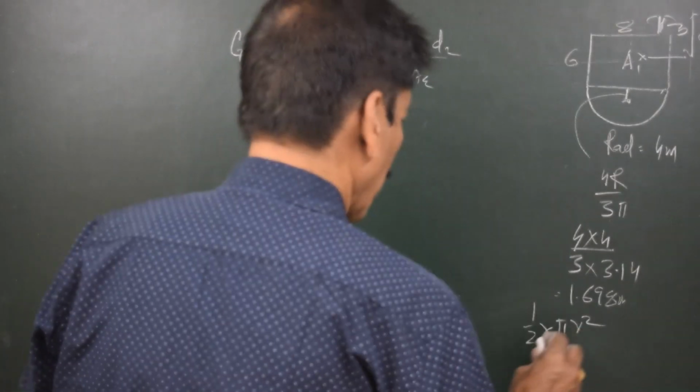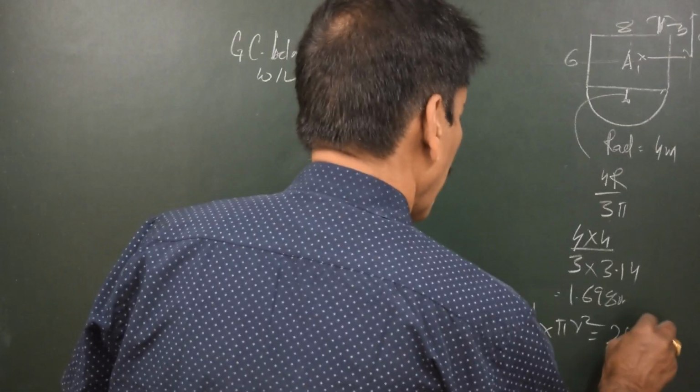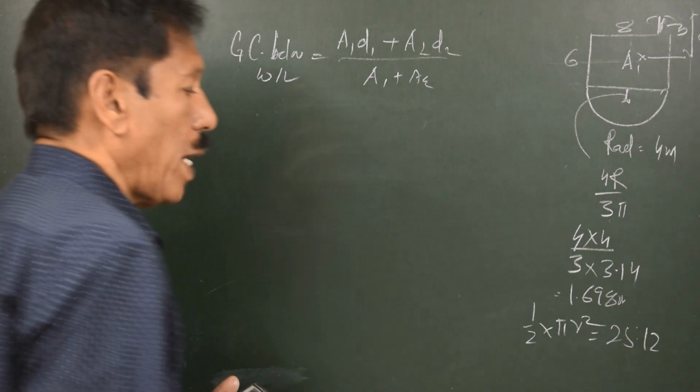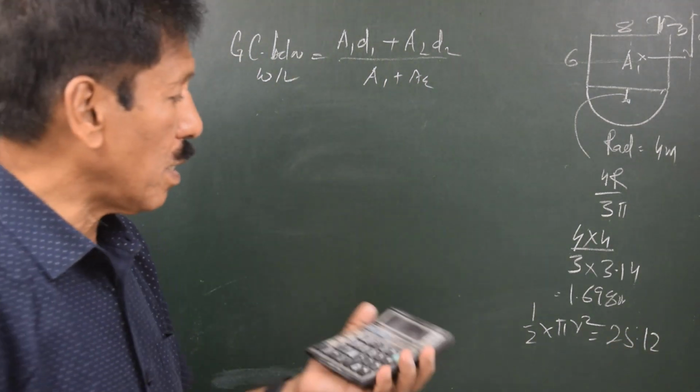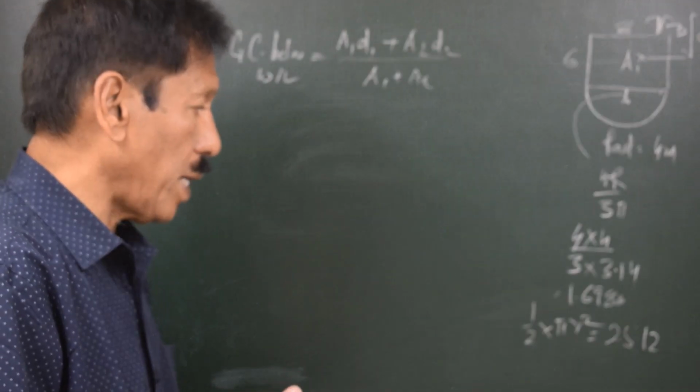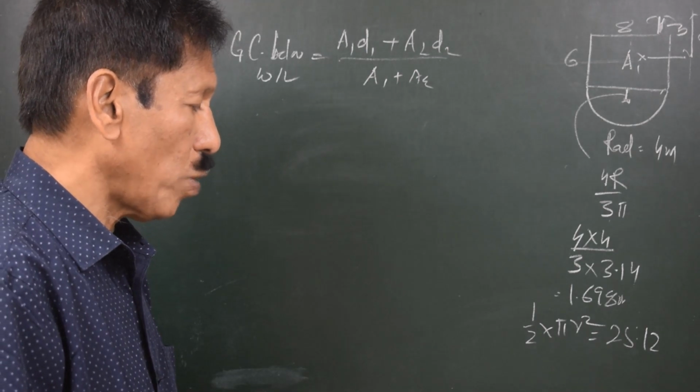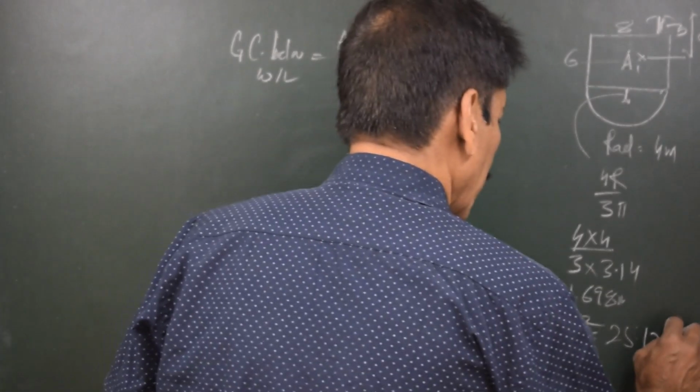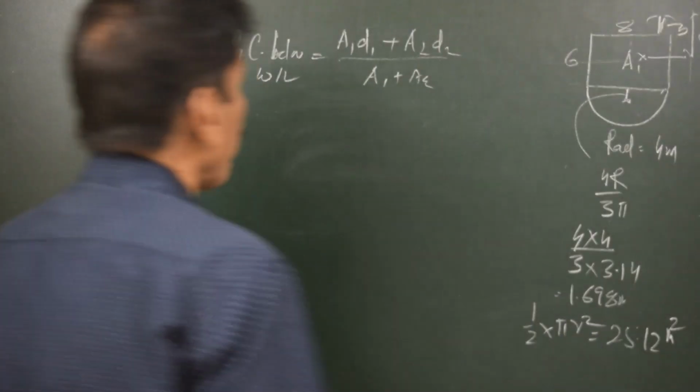Area is 25.12. Pi r square is the area of the full circle. Area of half circle would be half pi r square. That is 25.12 meter square.